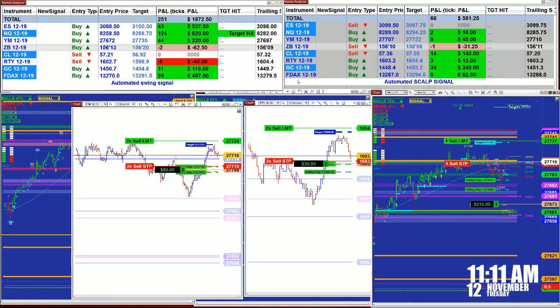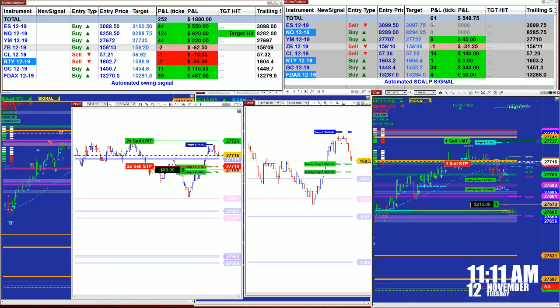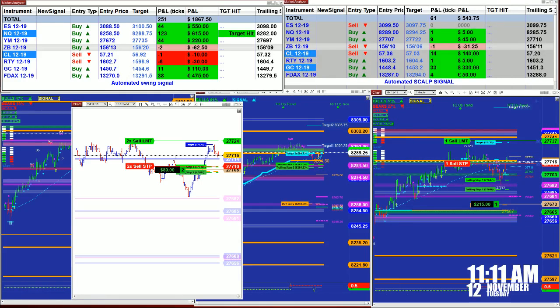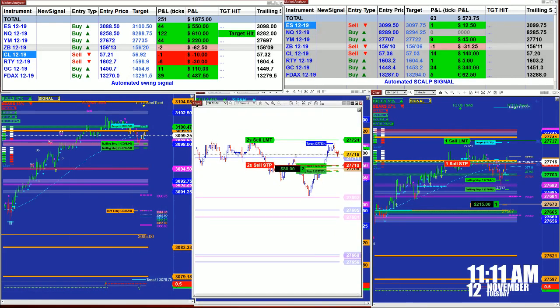At the moment, 67 ticks on the scalper from the last entry. It's not the whole day. Closed Russell. And we have left the YM, and we should be closing it.